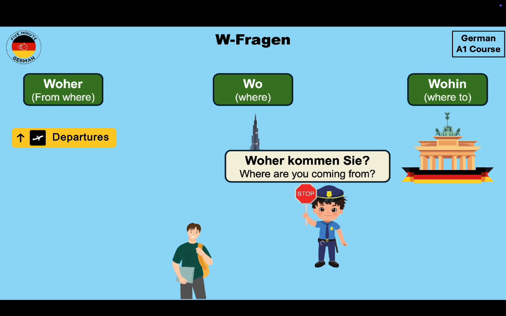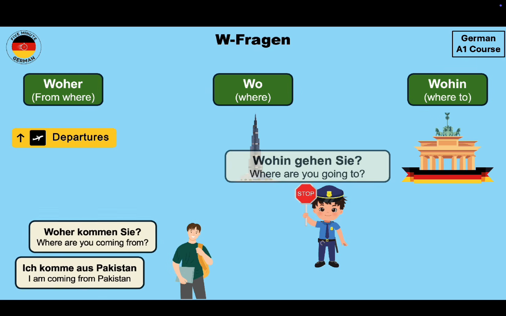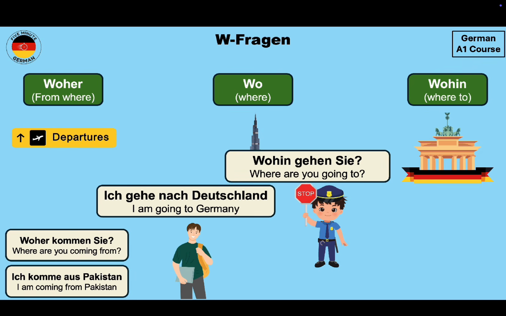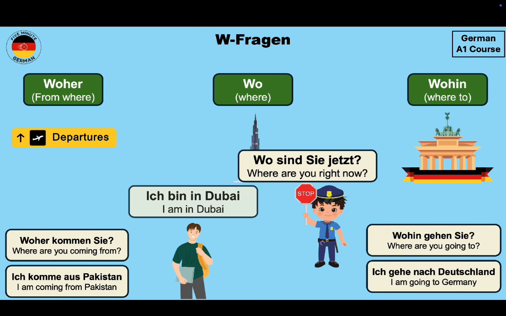So in my case, I will say, Ich komme aus Pakistan. I am coming from Pakistan. So this is how we use woher. Then the officer asks you, Wohin gehen Sie? Where are you going to? So you will say, Ich gehe nach Deutschland. I am going to Germany, because that is your destination. And then he might ask, Wo sind Sie jetzt? Where are you right now? And you will say, Ich bin in Dubai. I am in Dubai.